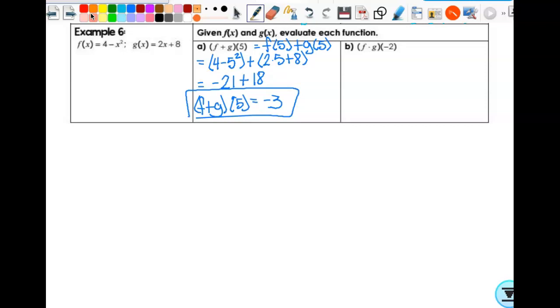All right, so now I'm going to multiply. So again, this is the same thing as just multiplying the two. So I'm going to do f of negative 2. So that's 4 minus negative 2 squared times g of negative 2. That's 2 times negative 2 plus 8. So you go ahead and simplify that one, then we'll talk about it.